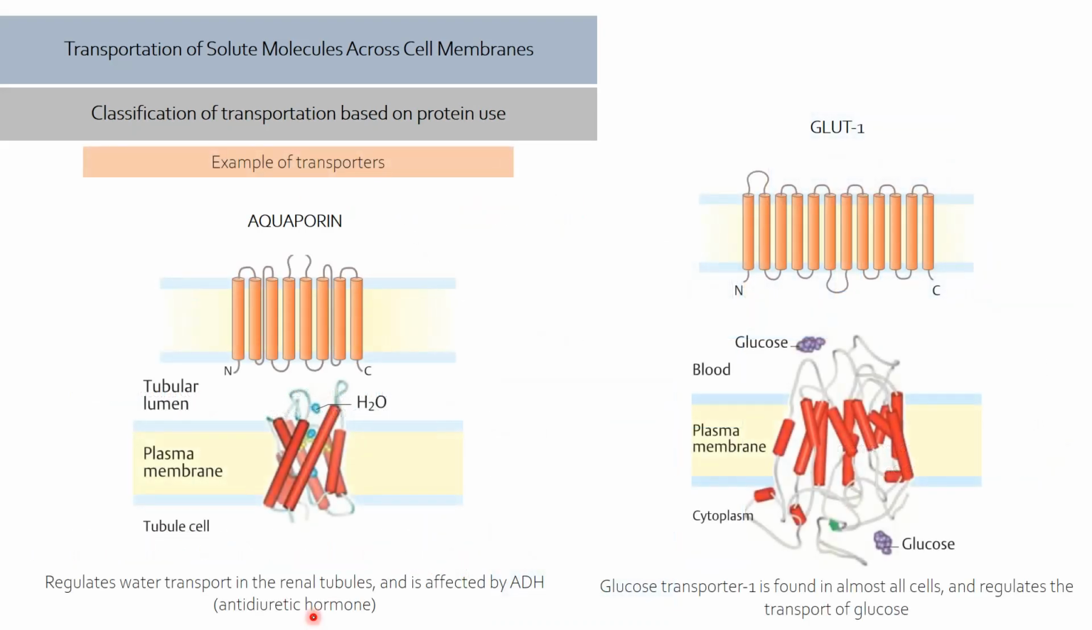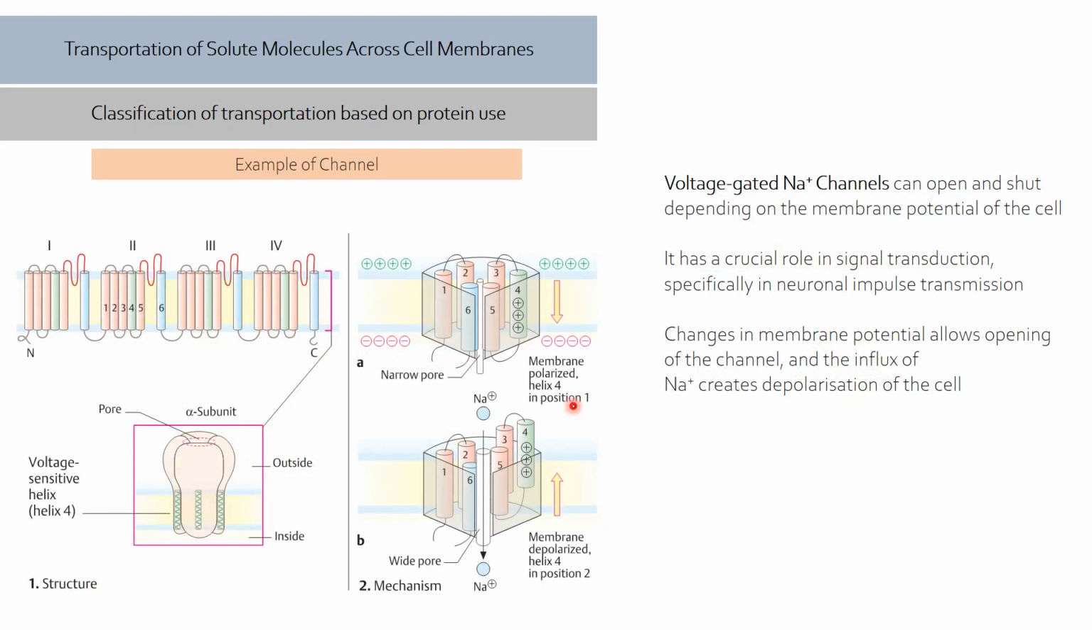Now, these are two examples of transporters. I won't go into detail exactly on how they work because we'll be talking about these in the next systems block, but basically the examples of transporters include the aquaporin transporter of water in the renal tubules, and also the glucose transporter, which is found in almost all cells and regulates the influx of glucose into the cell. Now, this is an example of a channel, and this is what we find mostly in signal transduction, particularly in the nervous system. So we have voltage-gated sodium channels which can open and shut depending on the membrane potential of a cell.